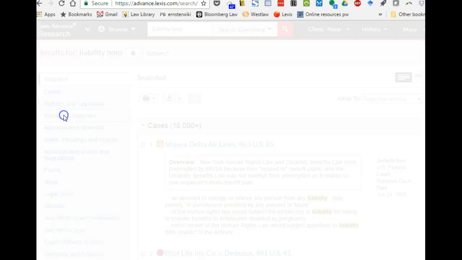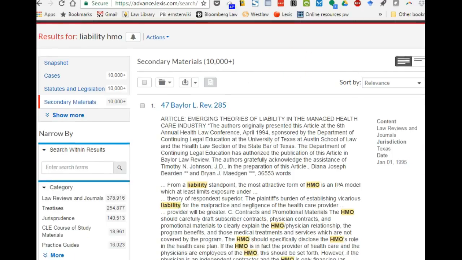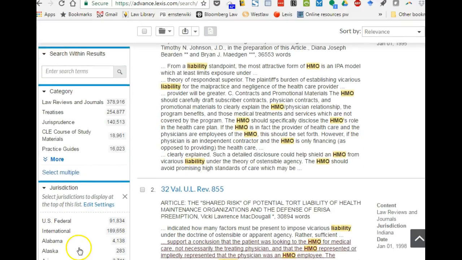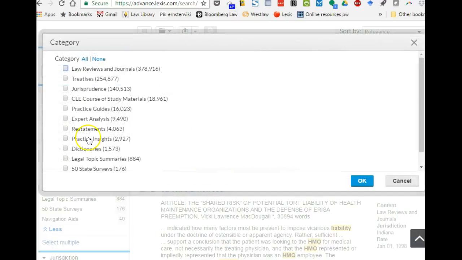And so, of course, find them in secondary sources. And again, later on in my research process, when I know a little bit about it and I might want some practice guidance, what I might want to do here is select multiple. And I might want to say, okay, I want to take a look at treatises, but I also want to take a look at practice guides, because I'm not sure which one it's going to fall under.